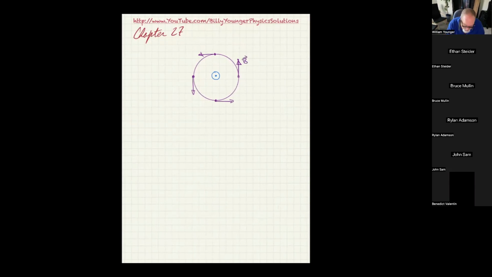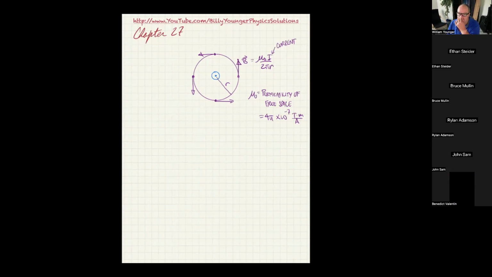And it turns out that B is actually going to be equal to mu zero I over 2 pi r, where r is the distance between the center of the current carrying wire to the circle that we drew. And mu zero is called the permeability of free space. Its value is 4 pi times 10 to the negative seventh Tesla meters per amp. So that's what the mu zero is. The I is the current. So that's one of the right-hand rules that we have.